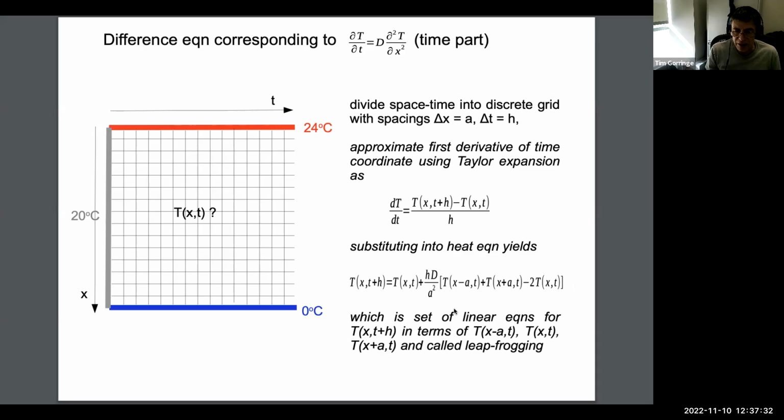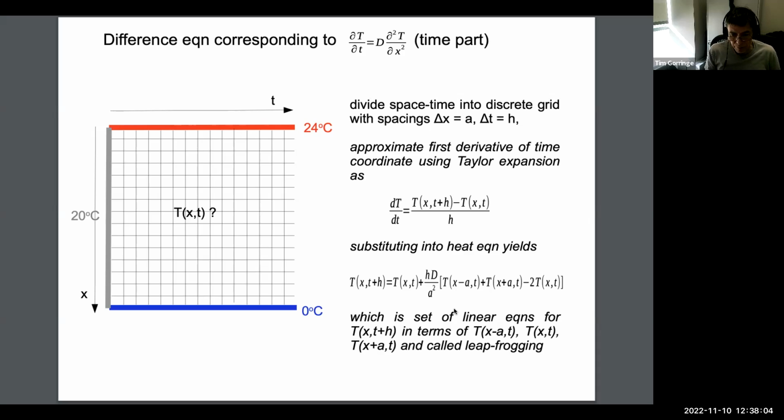If we know the temperature on the glass pane initially, we can calculate the temperature one step later. And then if we know the temperature one step later, we can calculate the temperature two steps later. You can just do this iterative process of calculating the temperature profile one step after the next step after the next step. And this is the leapfrogging, the leapfrog method.